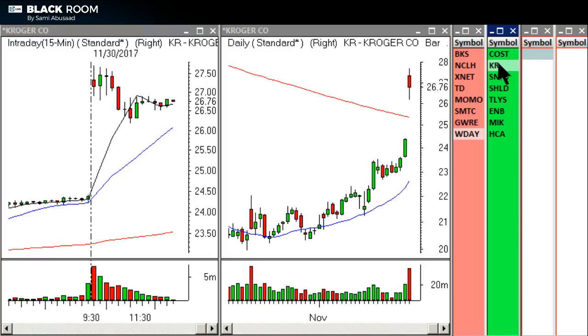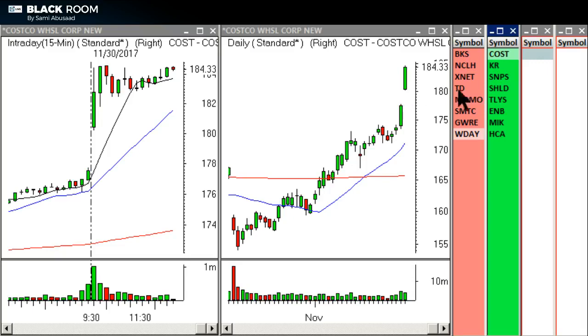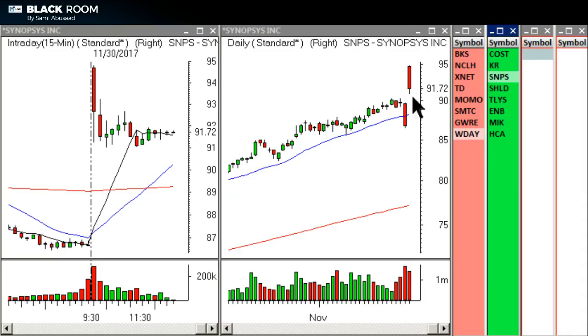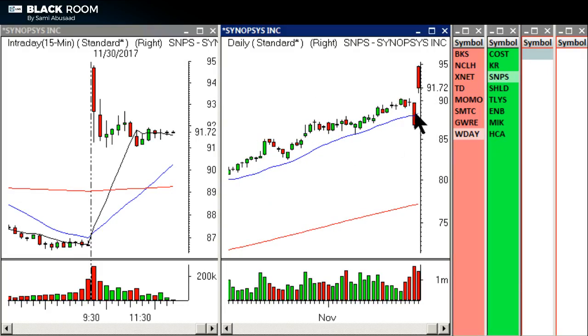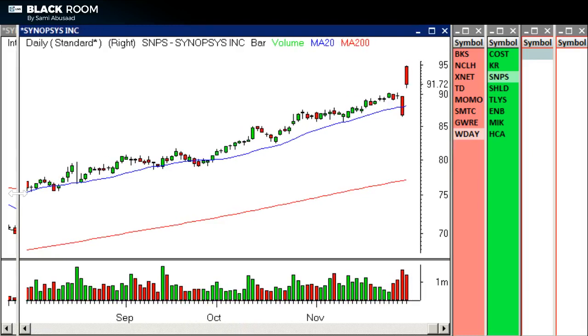Okay, so the KR was novice, and the thing about the KR that was better than the Costco is the size, right? This was like a 10%, 13% gap. This was only a 2% gap, right? SNPS, I don't remember. SNPS was a great professional gap, and lo and behold, it's not working as a long. Why? Anyone know why? I'm doing this live, so I'm just giving you a minute to think, right? Because it's up so much.